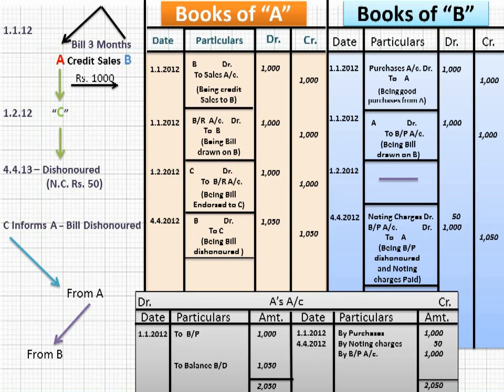So one thing you must have noticed, when there is dishonor of bill, B makes a standard journal entry, and that journal entry is BP to A and noting charges debited.